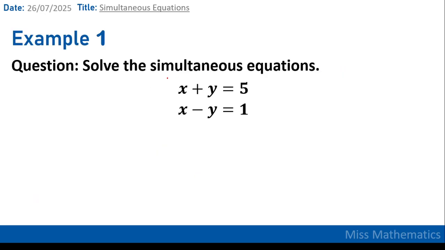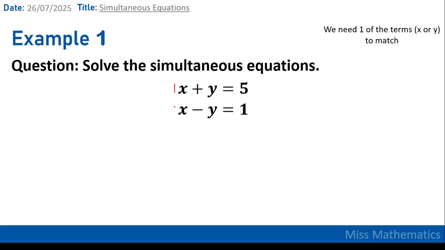Example 1. Solve the simultaneous equations. So we have x plus y equals 5 and x minus y equals 1. We need to find a value for x and y which fulfill both of these equations. To do this, first we need to make one of the terms match. This allows us to eliminate. So this is an easy one.